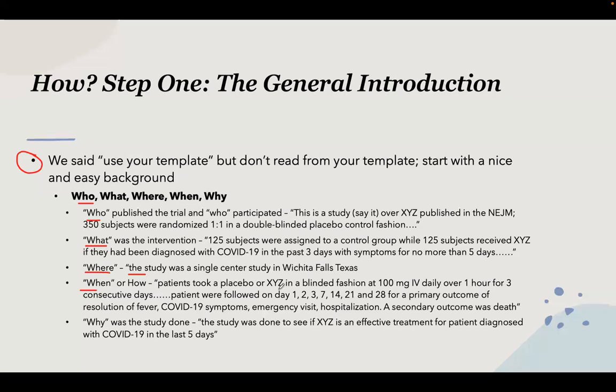Patients were followed for day 1, 2, 3, 7, 14, 21, and 28 for a primary outcome of resolution of fever, COVID-19 symptoms, emergency visits, and hospitalizations. A secondary outcome was death. Now, when you see that, to me, this study is already junk. If you have more than 1 or 2 primary outcomes, that's too many. You have too much wiggle room to start doing these post hoc analyses and cherry picking.